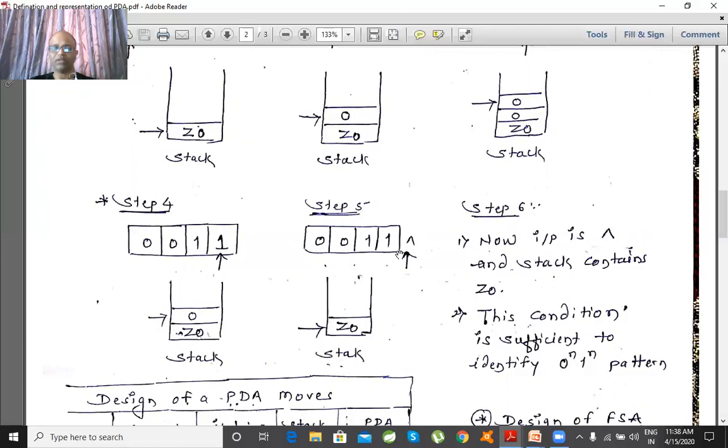Now, we didn't think about how many states I will have in a finite state machine. We'll just go back and check all those moves right now. Now step number 6 is what is left on input: null is left, and Z0 is available on top of the stack. So this condition is sufficient to identify the 0 raised to n and 1 raised to n pattern, and this is the condition of acceptance of that particular pattern.